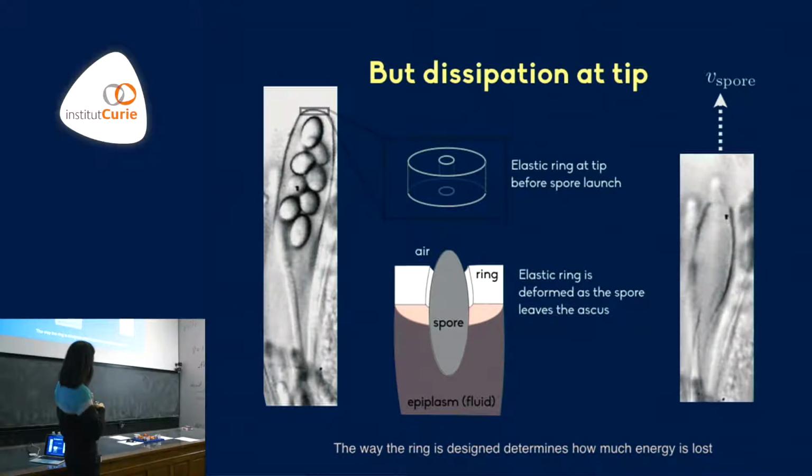So this is the spore. This is a magnification of the apical ring. This is what it's called. The spore is coming out. The ring is opening up a little bit as the spore squeezes out. What is the dissipation in this system? I'm going to show you in the next slide that dissipation is dictated by the morphology of this cell. Somehow the way you design this ring determines how much dissipation there is in the system.